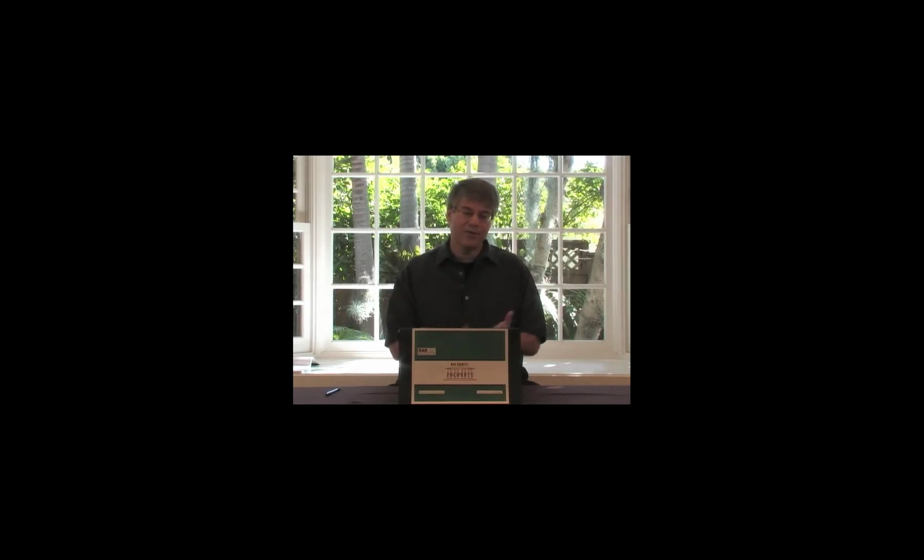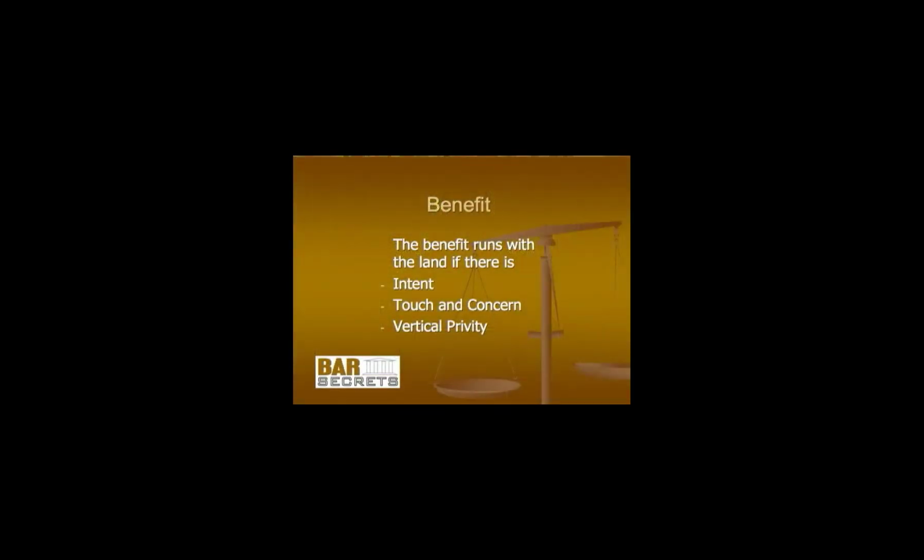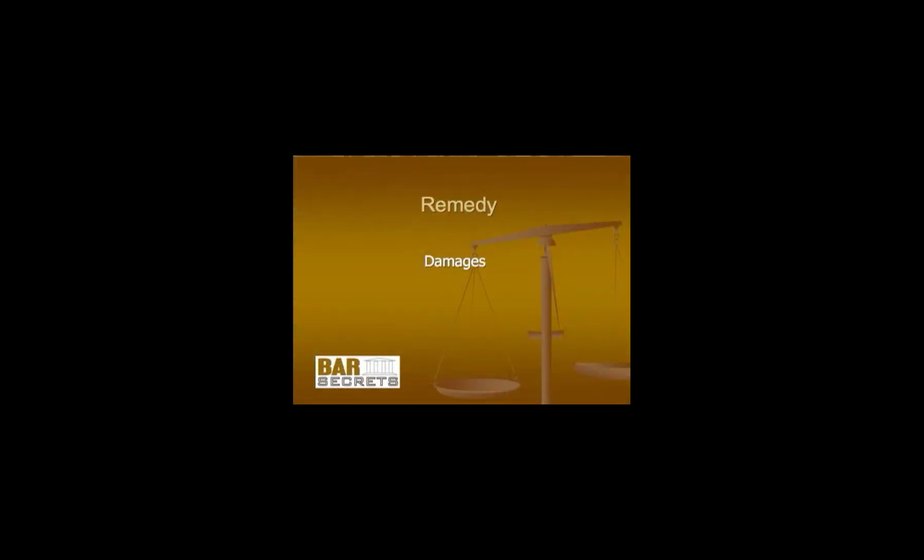Well, the answer is, if you can show the elements under real covenant theory that the benefit runs. For the benefit to run, again, you need intent, touch and concern, and simply vertical privity. In other words, transfer the entire interest. So the elements are fewer. It's easier to prove that a benefit runs. Now, in a real covenant theory, if there's a breach, then your remedy is damages. In other words, your losses.